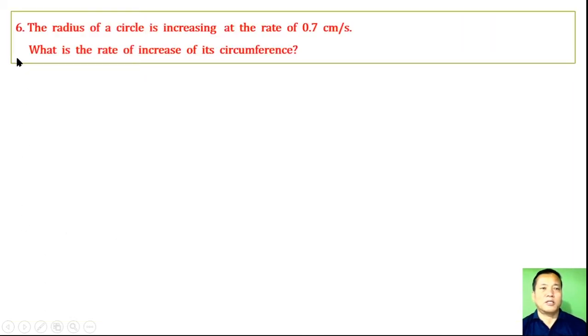Question number 6. The radius of a circle is increasing at the rate of 0.7 centimeter per second. What is the rate of increase of its circumference?